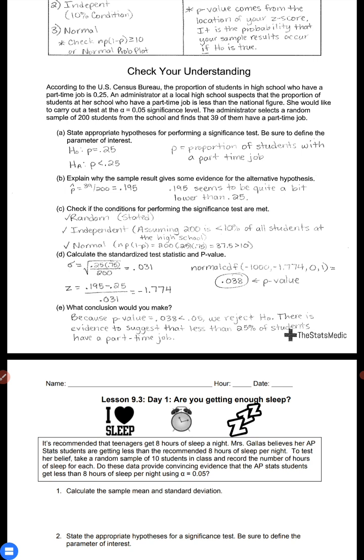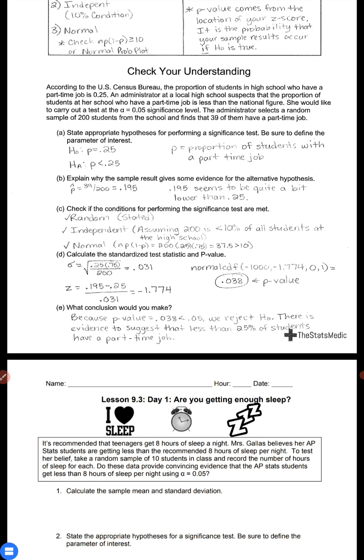What does that mean? If she gets a p-value below 0.05, she's going to consider that unusual. Okay? She's going to reject that null hypothesis. So the administrator selects a random sample of 200 students from the school and finds that only 39 of them have a part-time job. So what are our hypotheses?